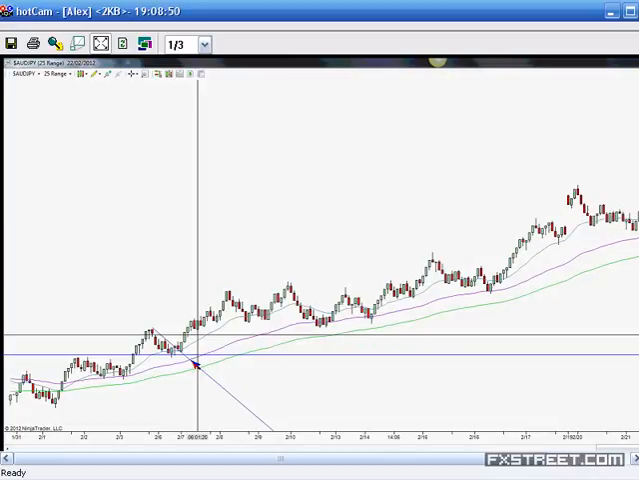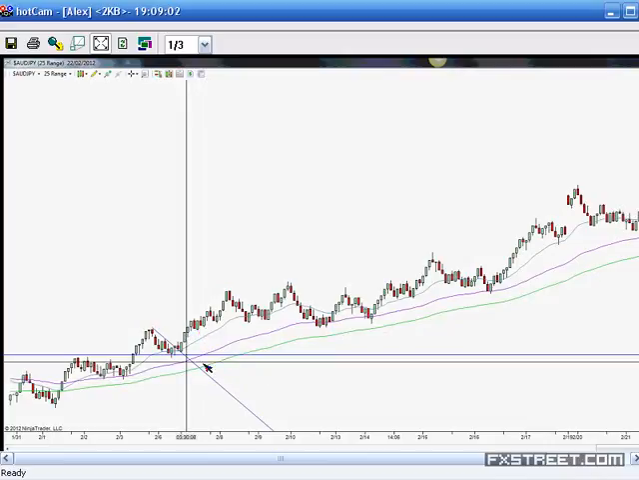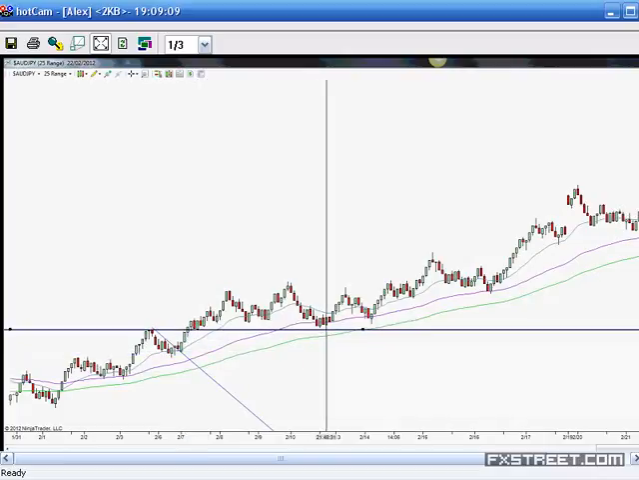So you've got about a 40 pip stop. Generally speaking, I like to get at least 1-to-1 on the table. If not, preferably I go for 2 or 3-to-1, but it really depends on the price action. So you're always looking for a positive risk reward ratio.